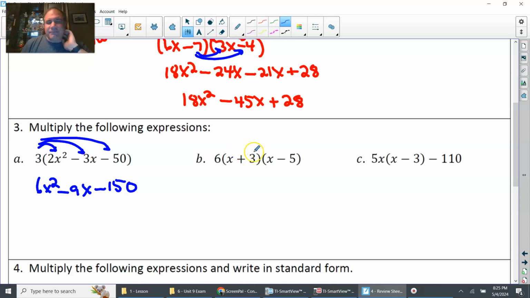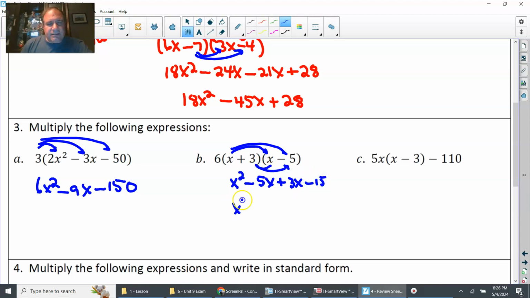Like I said, I'm just going to multiply the 2 binomials first because it's really what I know how to do. It would be okay if you just multiplied the 6 first, or the 2 binomials. And I'm going to do the 2 binomials. So x times x is x squared. X times negative 5 is negative 5x. 3 times x is 3x. And then 3 times negative 5 is negative 15.